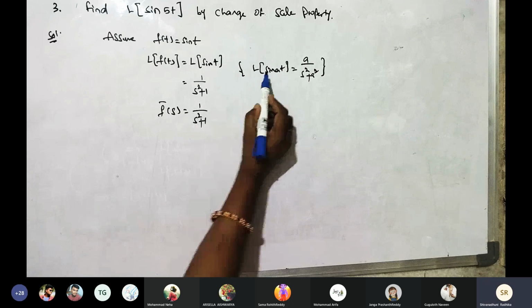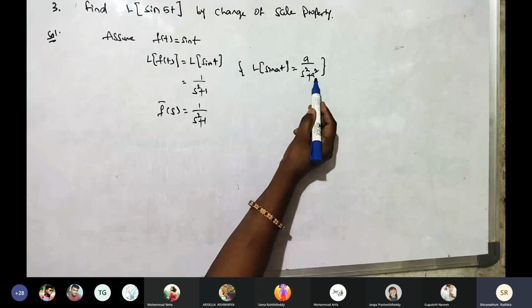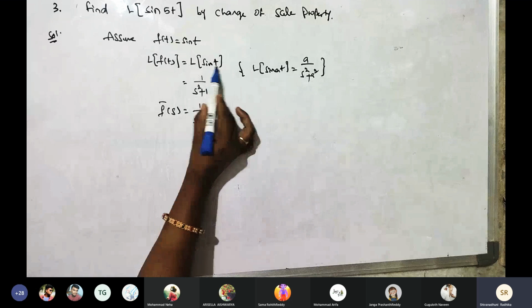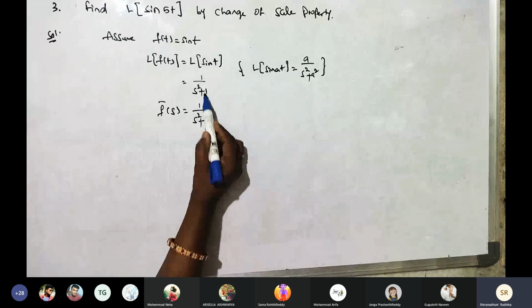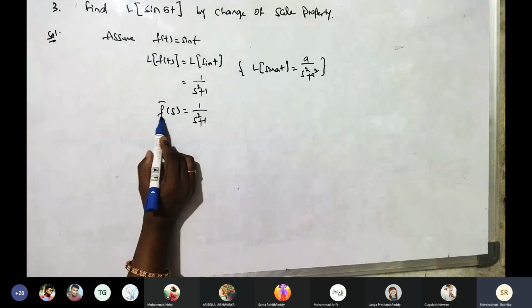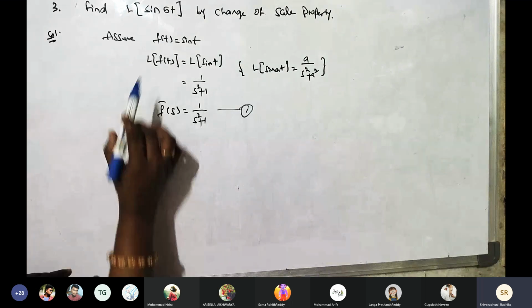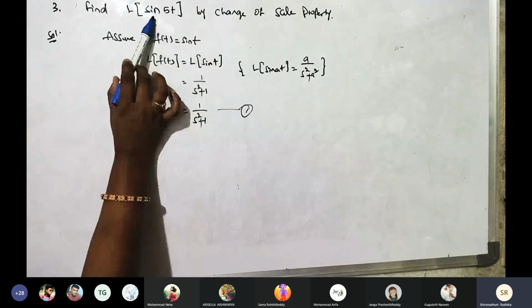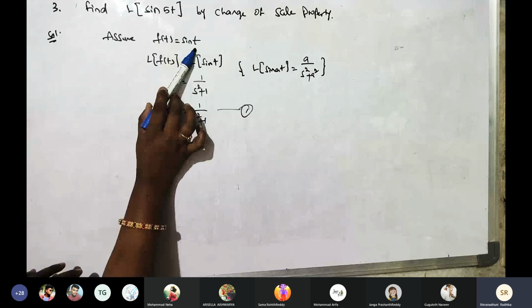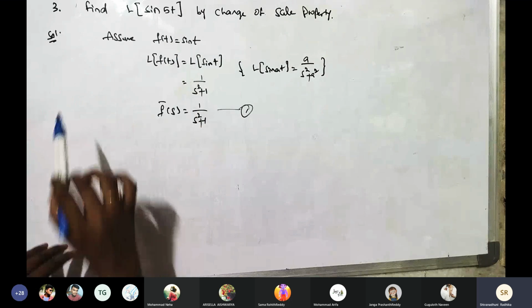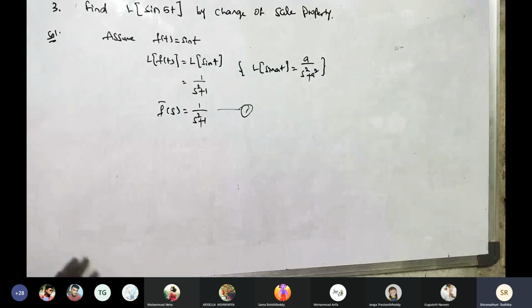L of sin at equals a by s square plus a square. Now L of sin t, with a equals 1, is 1 by s square plus 1. So f bar of s equals 1 by s square plus 1. Why are we taking f of t equals sin t? Because sin 5t is related to sin t, which is a basic formula. We have to choose from the basic formula only. We are getting f of t.